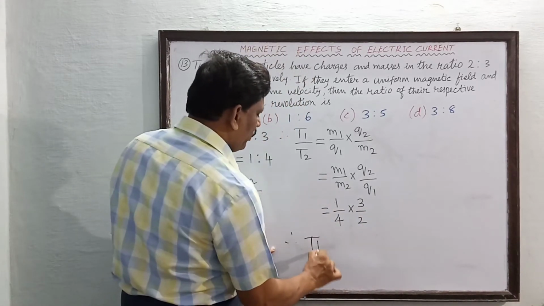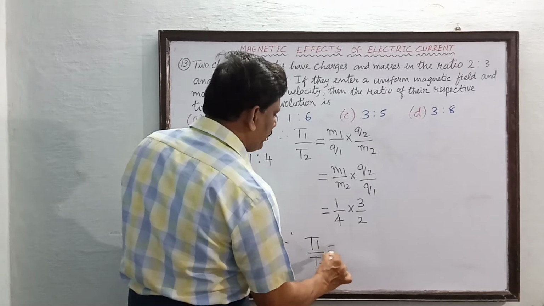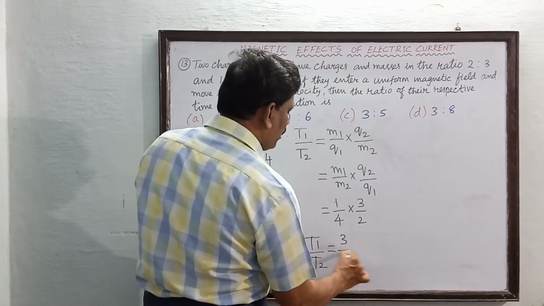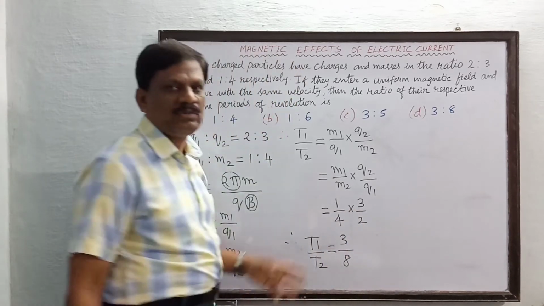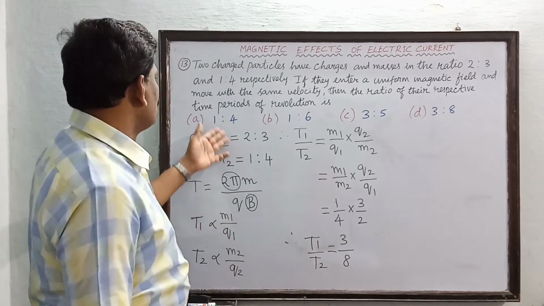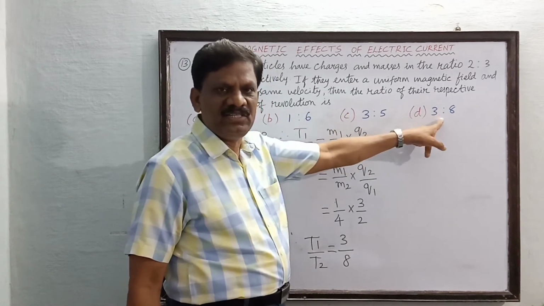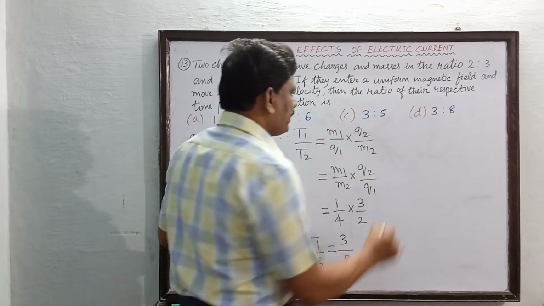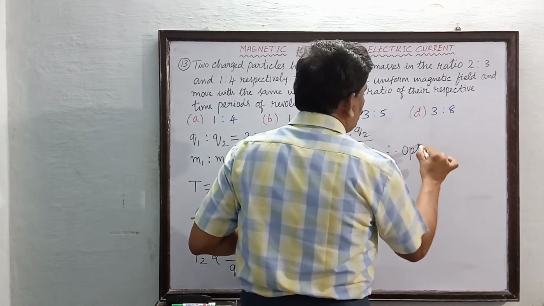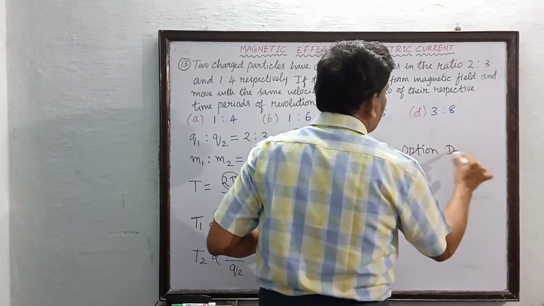Therefore T1 divided by T2 is equal to 3 into 1 is 3, 4 into 2 is 8. So 3 by 8 is the answer. Which of the options do you see here? 3:8, option D is 3:8. So option D is the correct answer.